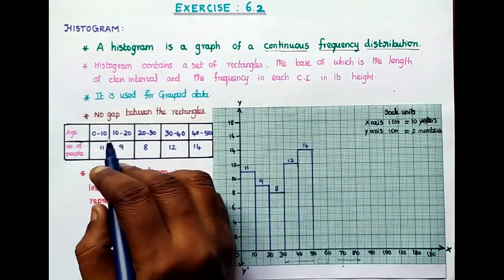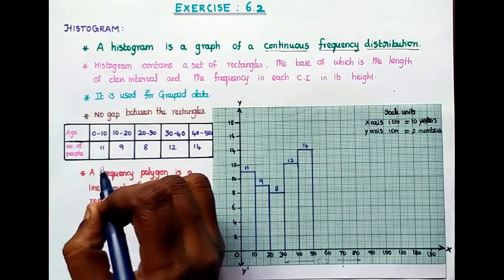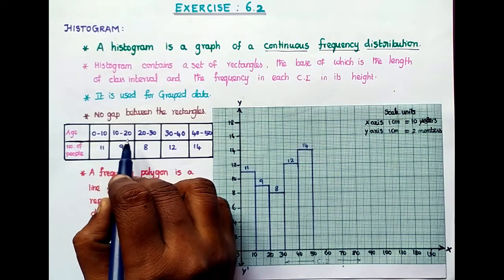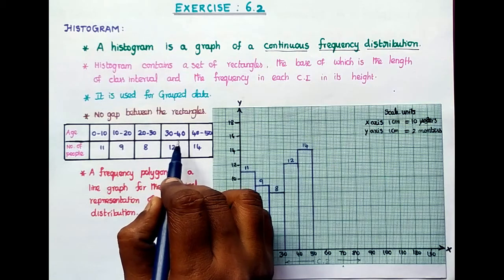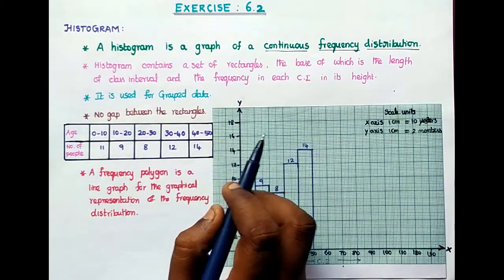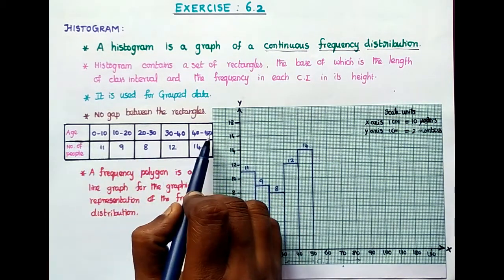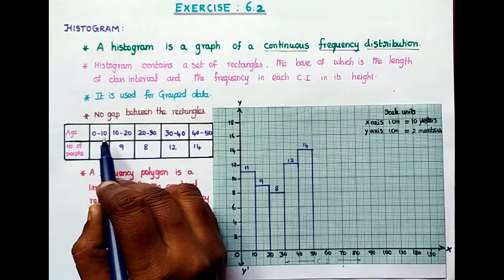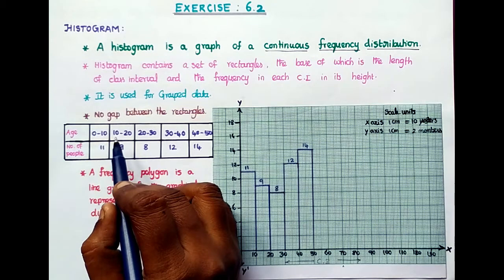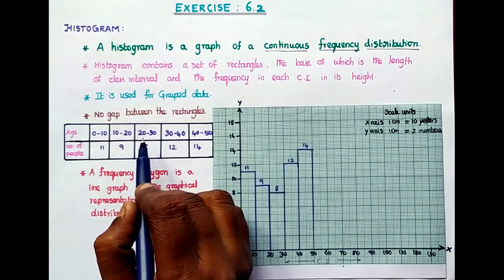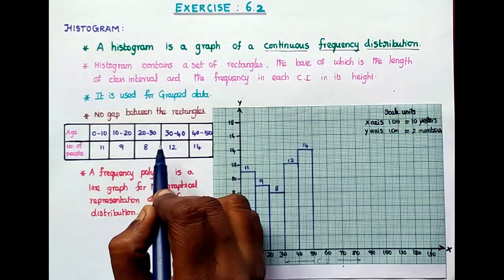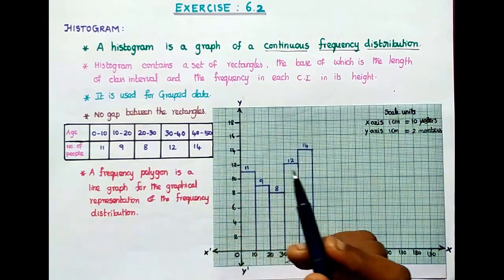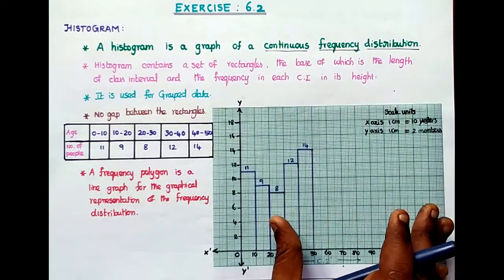So listen. For example, age 0 to 10, 10 to 20, 20 to 30, 30 to 40, 40 to 50. In this age group of people, how many people are there? 0 to 10, 11 members; 10 to 20, 9 members; 20 to 30, 8 members; 30 to 40, 12 members; and 40 to 50, 14 members. How will you represent this in a graph?